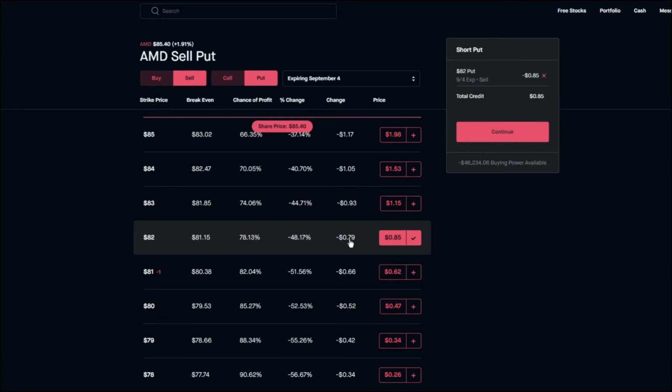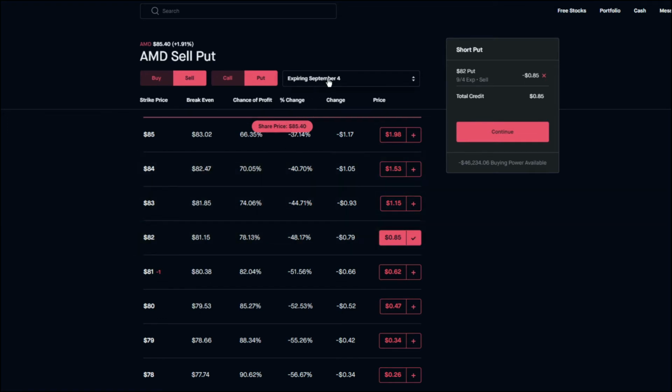So when you're selling a put, if the stock doesn't drop below the strike price, then you're going to be fine. You get the premium, which on this one is 85 cents per share, which would come out to around $85, as long as the stock price doesn't drop below the strike price, right?